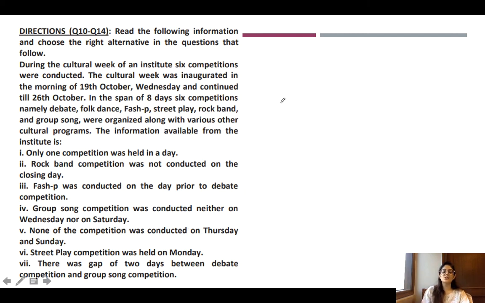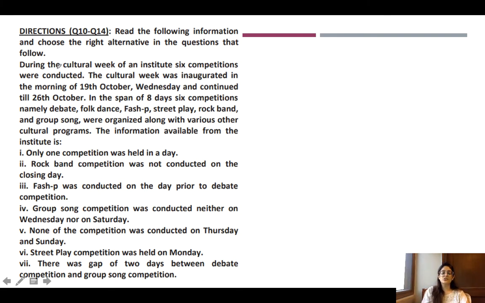Okay, so we have this question which says read the following information and choose the right alternative. So again you see that there is a lot of information here. The difficulty in these questions is that you have to really make sure that whatever information there is, you are writing it clearly. You are writing it all very clearly, you are not missing any points, and if you write it clearly it is going to give you a better idea rather than just clumsily putting it all together. So let's read it one by one.